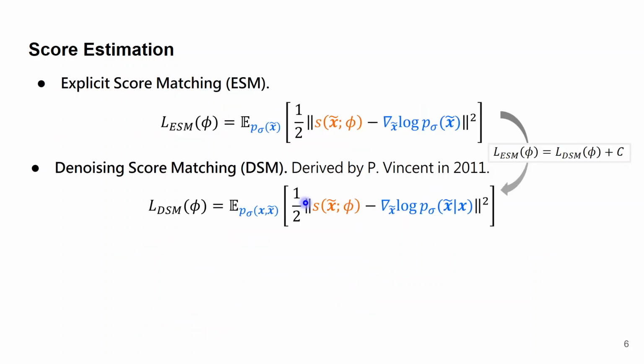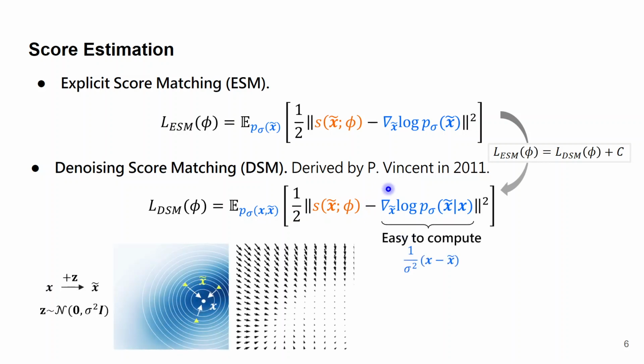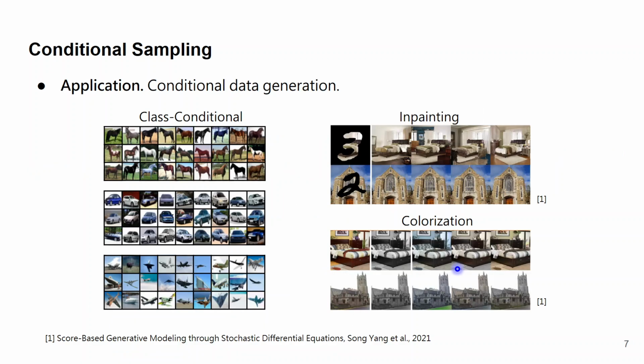To resolve this issue, Pascal Vincent proposed an alternative loss function called denoising score matching, and he proved the equivalence of these two loss functions up to a constant difference. And the new loss function is computationally efficient because the second term here can be easily computed, as it has the simple form 1 over sigma squared times the difference between the clean sample and the perturbed sample. And that was the basic framework for the unconditional score-based generation process.